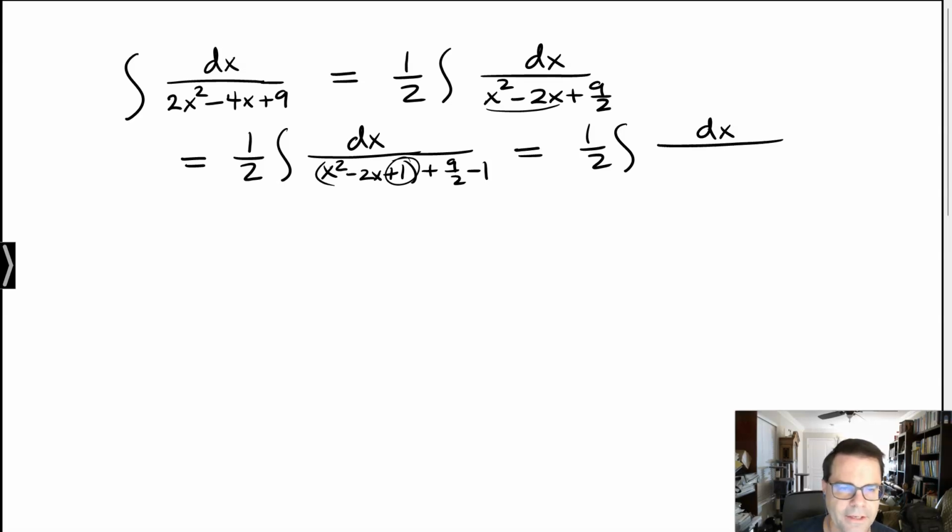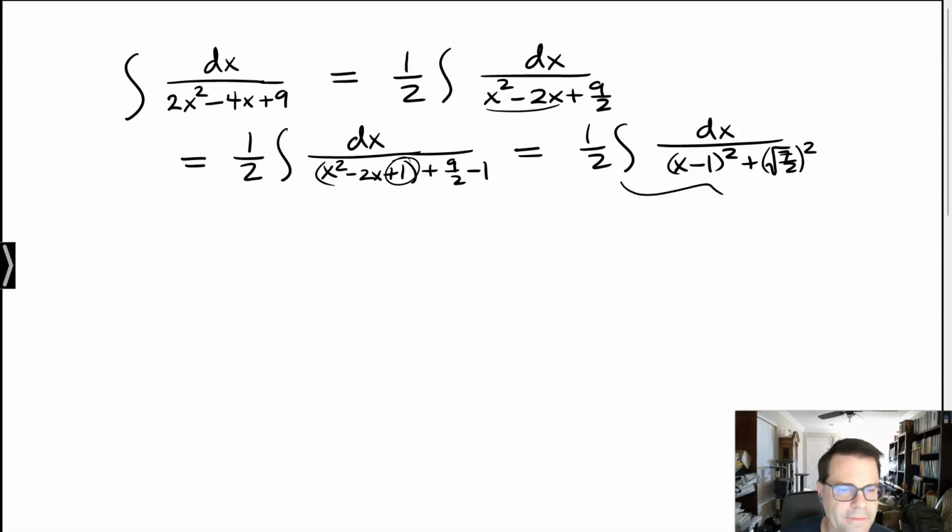So it's (x minus 1) squared. And 9/2 minus 1 is 7/2. So plus 7/2. Now, because I'm going to be using the inverse tangent formula, I'm going to write this as something squared. So I need to take the 7/2 and square root it. So I'll write it as square root of 7/2, all squared. We don't necessarily care about rationalizing denominators because we're not in high school algebra anymore.